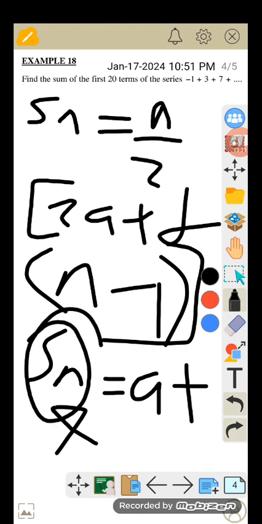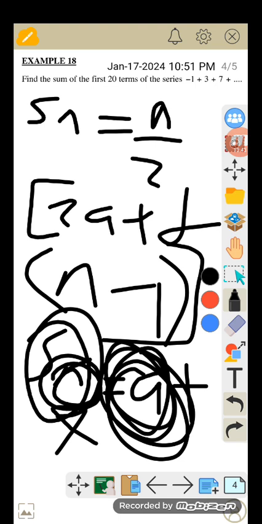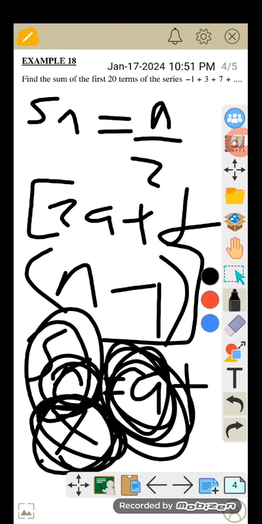Remember, this is my sum of n terms, Sn, and n is my number of terms. A is my first term. Remember, L is my last term. If I know my last term, I can just use this formula and jump straight at it. But if I don't know my last term, I can use this formula.